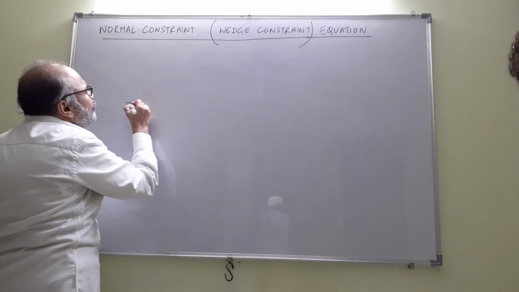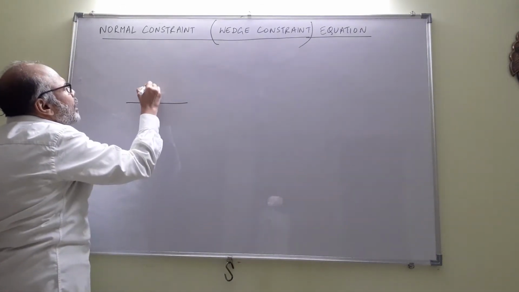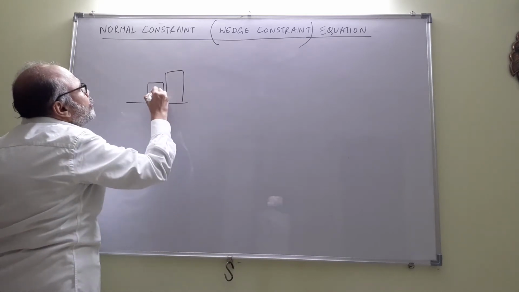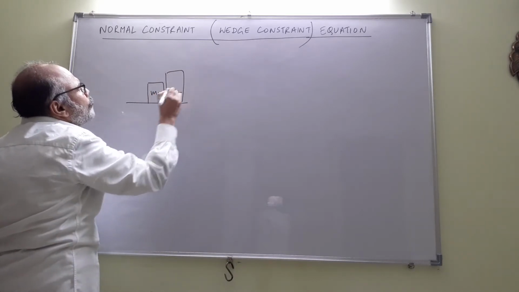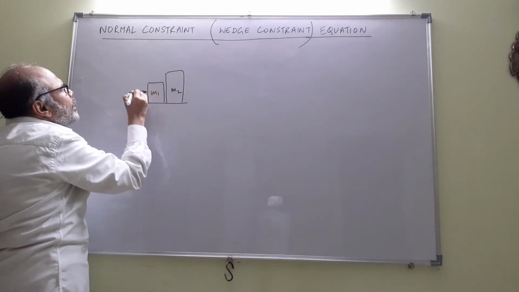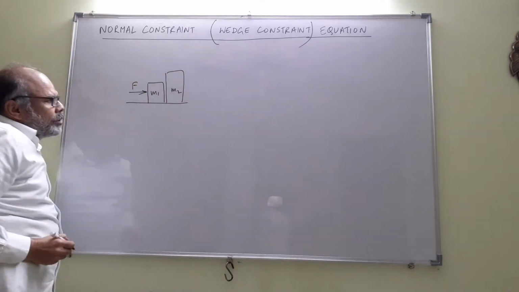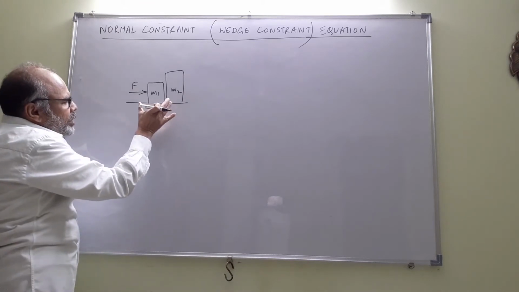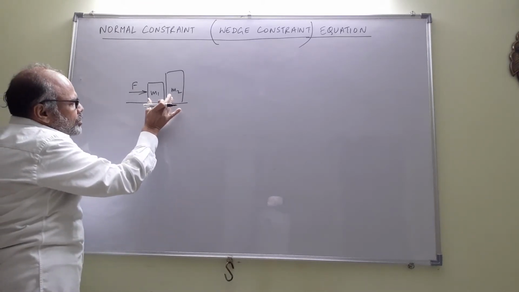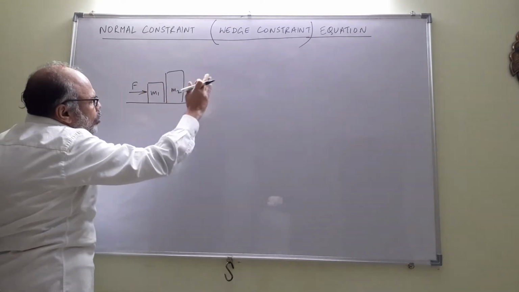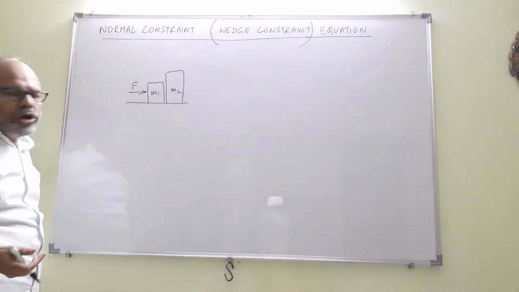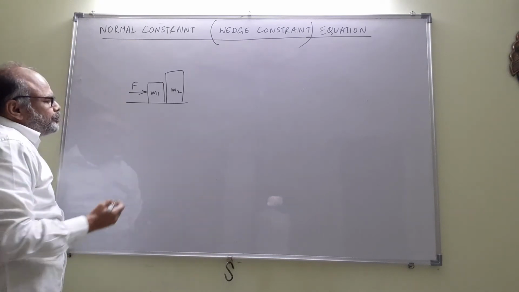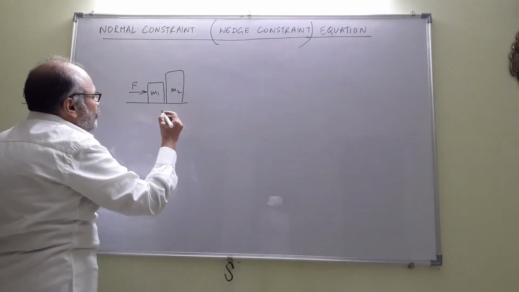Supposing we have a horizontal surface and there are two blocks M1 and M2, and let us say we apply a force here. If we apply the force here, what we expect is both these bodies will stick together and move with a common velocity. That is what we expect. Yes, and that's what will happen also.